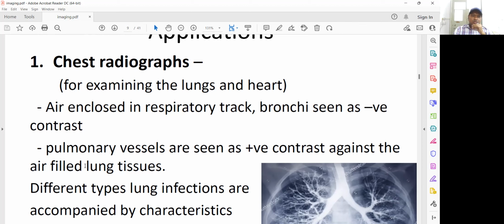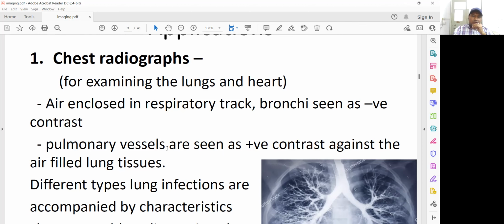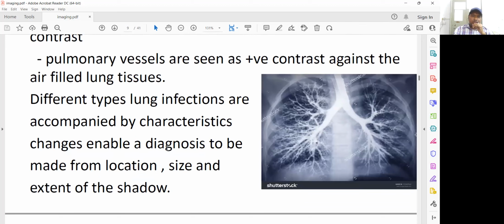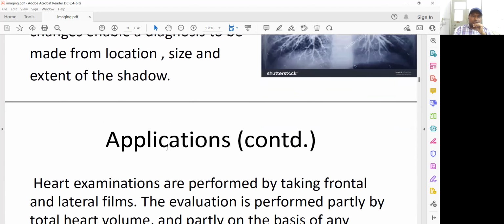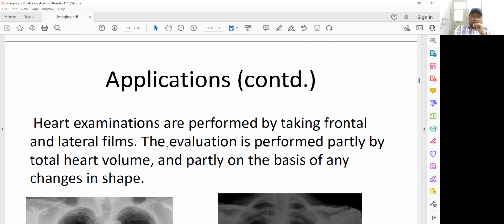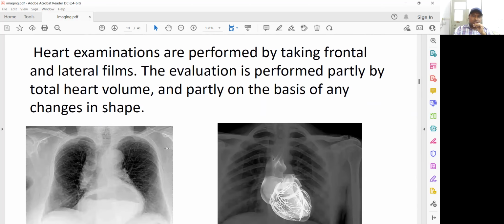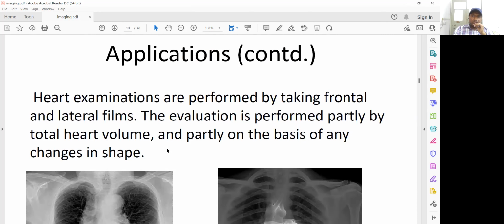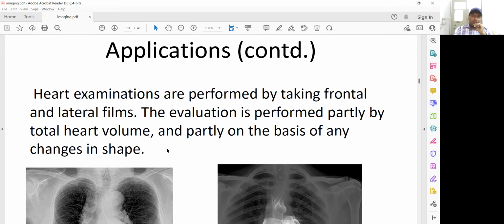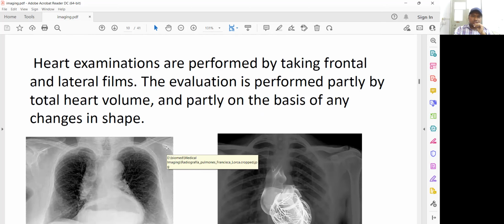Okay, so the different types of lung infections are accompanied by characteristic changes that enable a diagnosis to be made from the location, size, and extent of the shadow. Now the heart examinations are performed by taking frontal and lateral films. The evaluation is performed partly by total heart volume and partly on the basis of any other changes in shape.